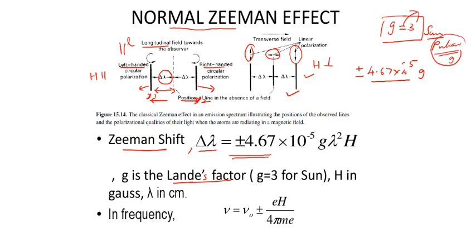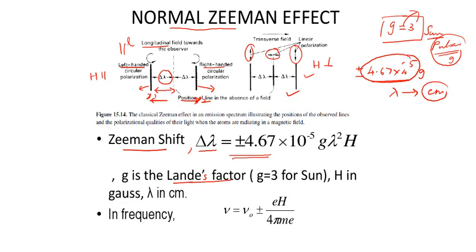Otherwise you have to memorize that the value of g is equal to 3, and lambda is the wavelength that we are observing from the particular star. Lambda is the wavelength observed of the particular star in centimeters. So remember, this is very, very important. This particular multiplication factor has been obtained by substituting lambda in centimeters.